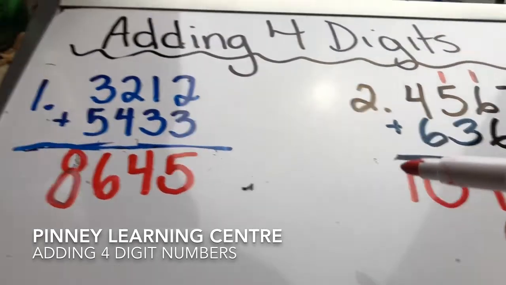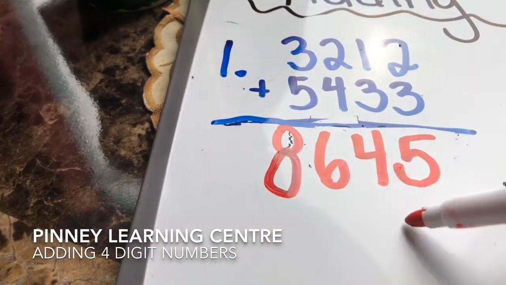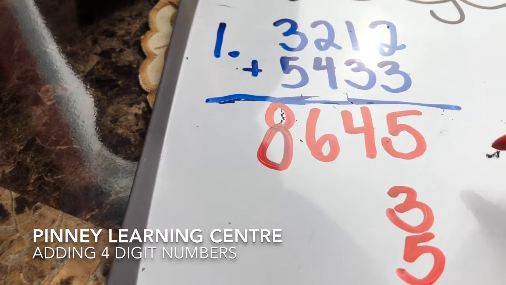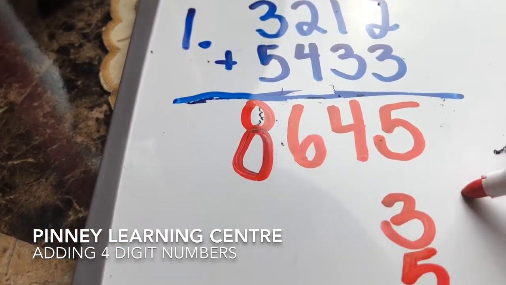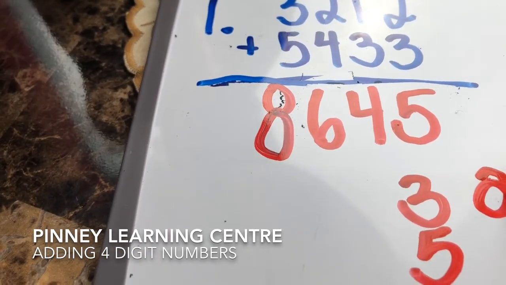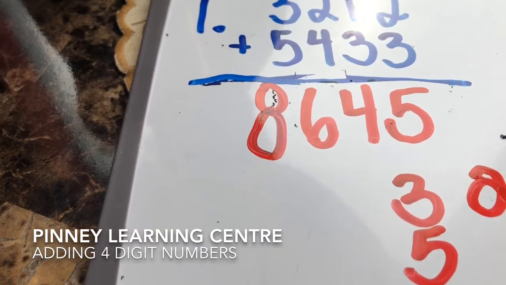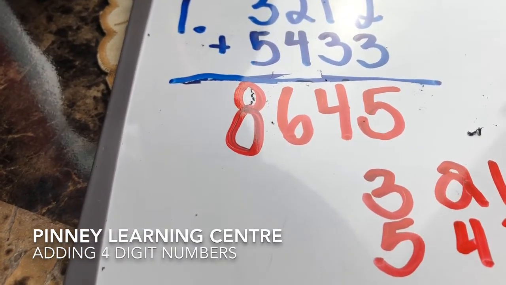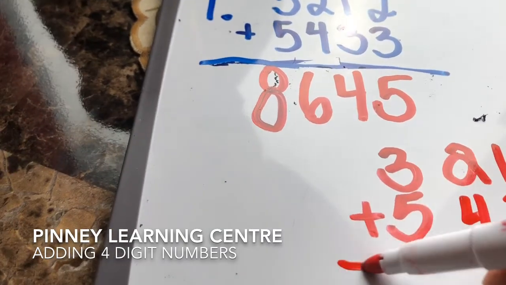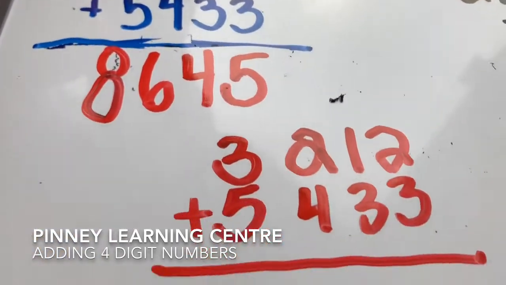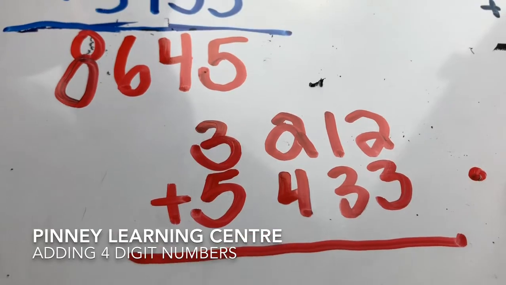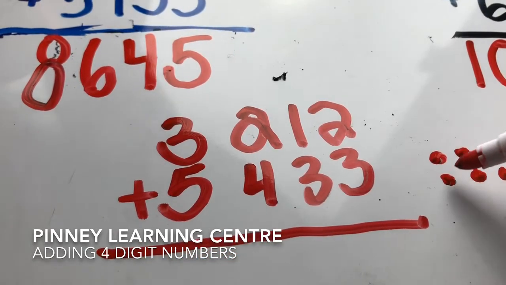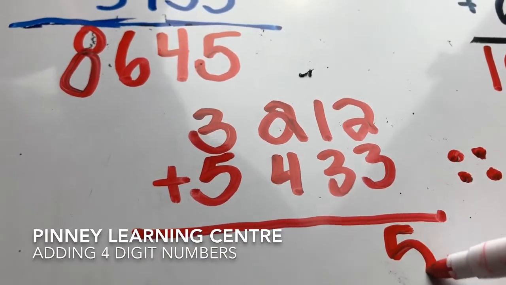Another way to do question number 1 for students that have difficulty with addition. So 3,212 plus 5,433. 2 plus 3, so they can just make some dots. So 2 plus 3. 1, 2, 3, 4, 5.